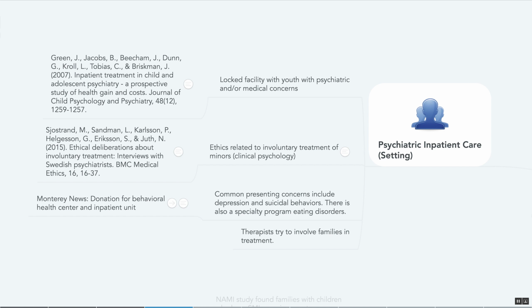All right, so for the example project, my setting was psychiatric inpatient care, and as I've explained, you can see that I kind of explored ethics within inpatient care, locked facilities, common presenting concerns seen at the inpatient unit that I was working at, as well as the ways in which families were involved. And along the side, you see the articles that I found, and these little spots right here designate that I have a reflection written and a summary of that article and how it applies to my setting. So that is the setting.